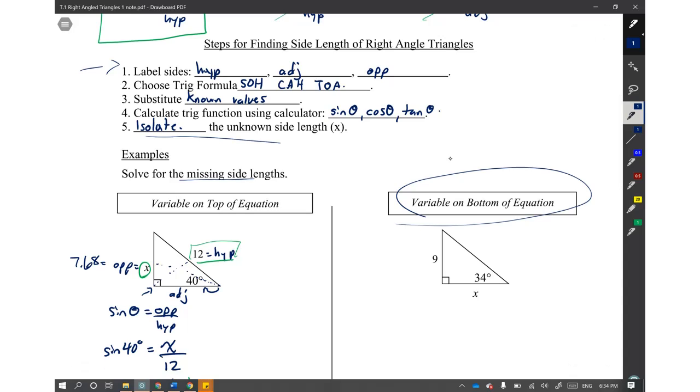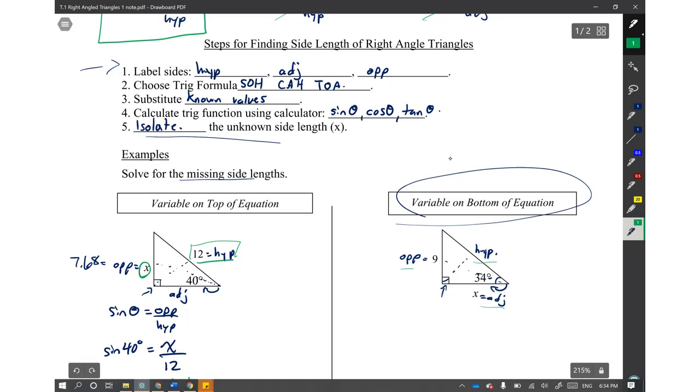So first we're going to label our sides. So we find our right angle, that's right here. We go opposite to label our hypotenuse. And then we find our other angle, that's right here. We go opposite to label our opposite side. And we go beside the angle that we know to label our adjacent side. So here I have my hypotenuse, my adjacent, and my opposite.